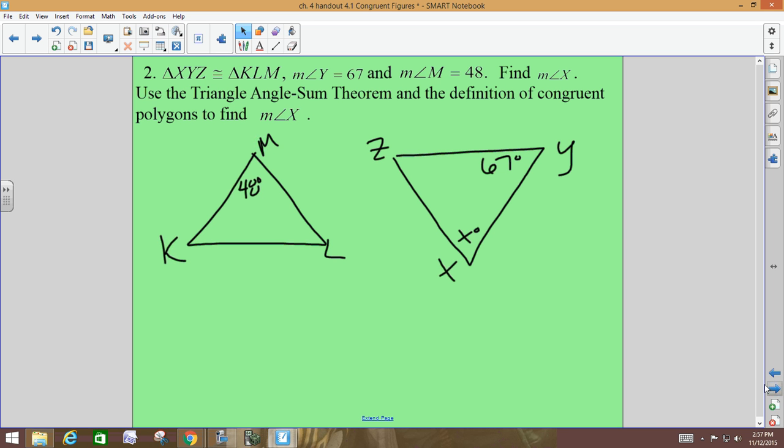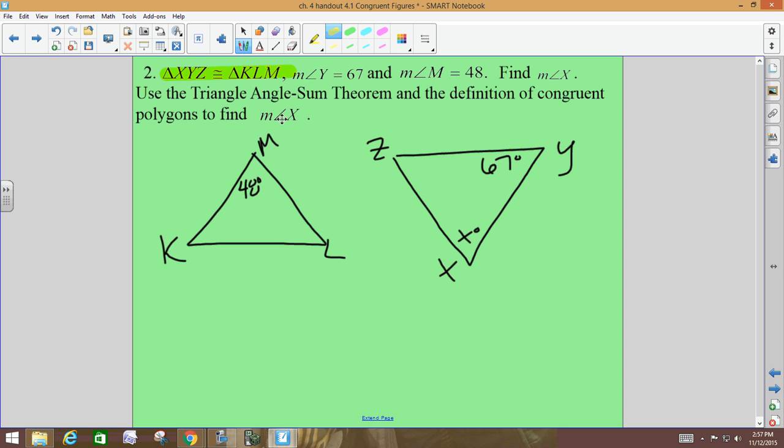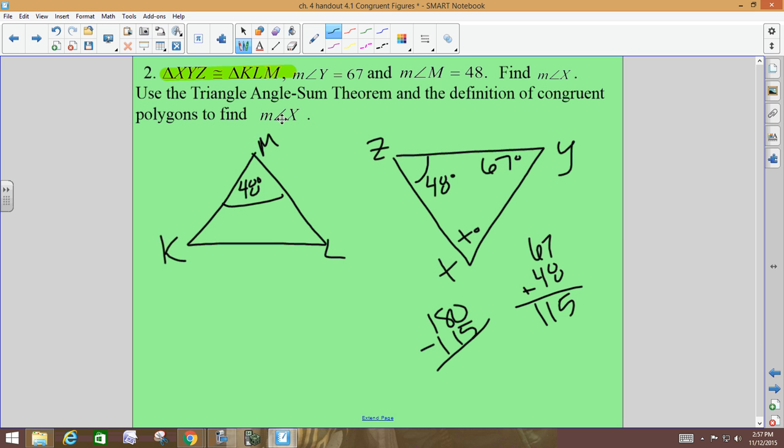Good. In the very first part of this whole problem, triangle XYZ congruent to KLM tells us which angles are congruent and which sides are congruent by the order of where they're listed. Angle Z, since it's last, would be congruent to angle M, since that one's last. So M congruent to Z means that Z has to be what measurement? 48. And now in this triangle, I know 2 of my 3, and we know that all 3 of them have to add up to what? 180. So 67 plus 48, 115. And then subtract that from 180. What do we get? 65.